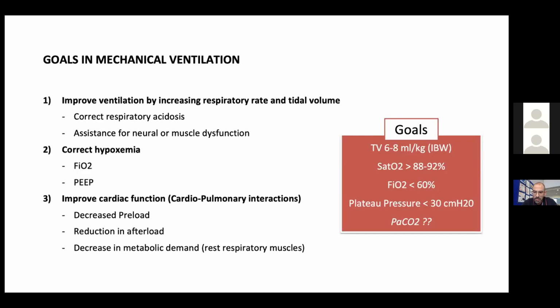We want to achieve plateau pressures less than 30 centimeters of water. And just to let you know, when everyone is talking about plateau pressure, this is the pressure in the alveoli. So if we go beyond 30 centimeters of water persistently, there is a very high chance that we can cause a pneumothorax. And then the CO2 that we are aiming for depends on the condition that we are talking about.